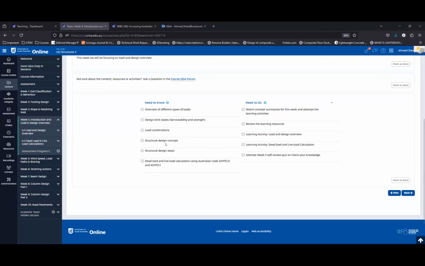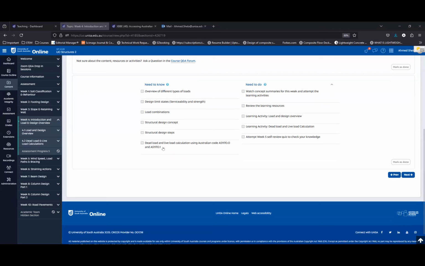And next, some structure design concepts and the procedure of structure design, or the steps of structure design. And lastly, we have the brief calculation of dead load and live load using the Australian standards AS 1170.0 and AS 1170.1. These two standards are mainly for the load combination and dead and live load calculation on structures.